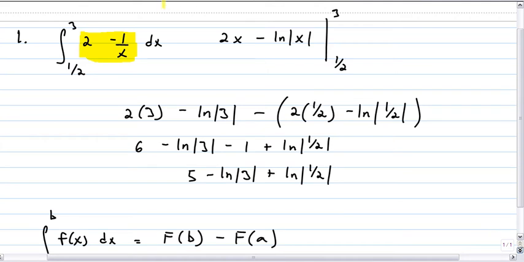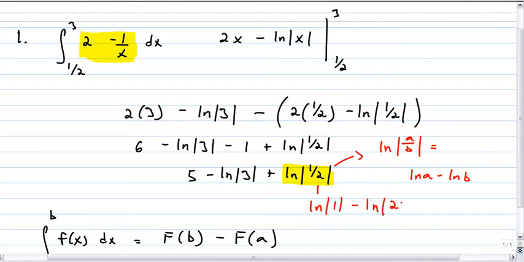So if you look in the back of the book on this problem, the answer looks a little different. And you wouldn't have to do this, but in case you were curious, if you remember, the natural log of a over b is the natural log of a minus the natural log of b. So you can split that piece up, so it would be the natural log absolute value of 1 minus natural log absolute value of 2. So you got 5 minus natural log absolute value of 3 plus natural log of 1, which says e to what exponent equals 1? Well, that's 0. So that goes away. So your final answer is 5 minus the natural log of 3 minus the natural log of 2.